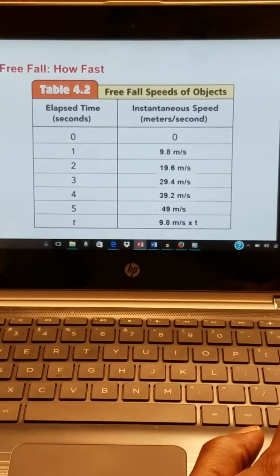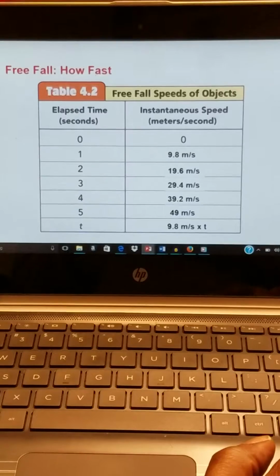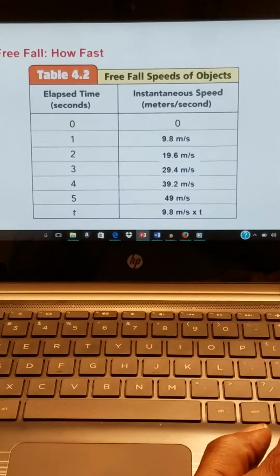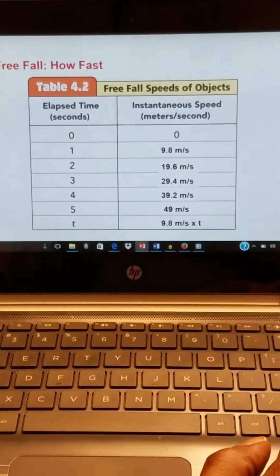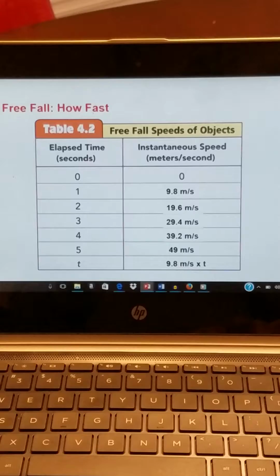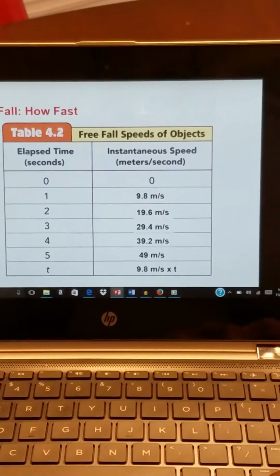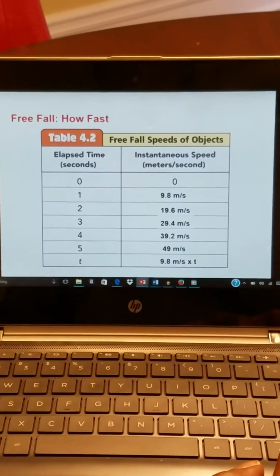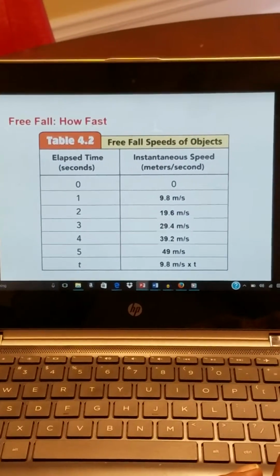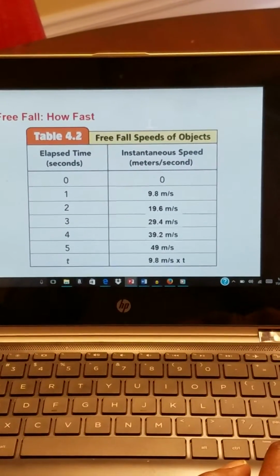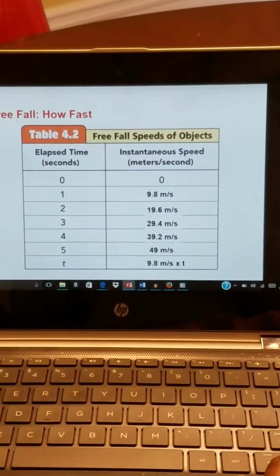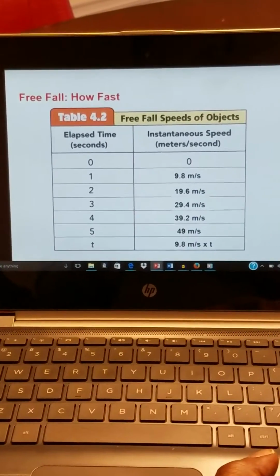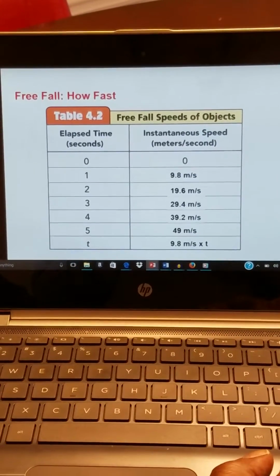We can easily compute this velocity after each second. Notice if there's no time on the clock, then it's not moving and the speed is simply 0. After 1 second, we have 9.8 meters per second times 1, which gives us 9.8. After 2 seconds, we have 9.8 meters per second times 2. After the 3rd second, times 3. After the 4th second, times 4. After the 100th second, times 100. So it is very easy for us to compute how fast it's going by simply multiplying 9.8 meters per second squared times the time.